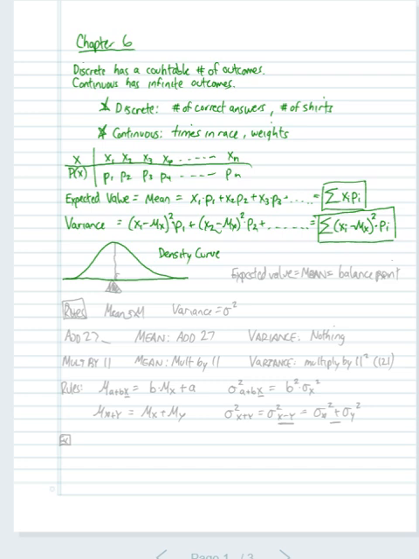So if we talk about expected value here, the expected value, of course, is the same as the mean. And if you are given a density curve, it is the balance point.